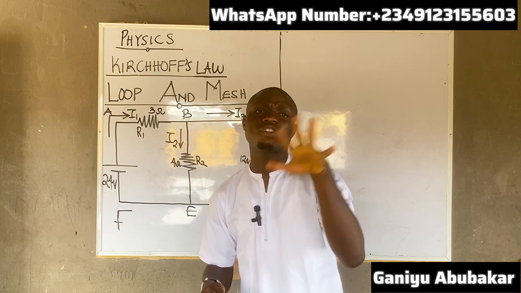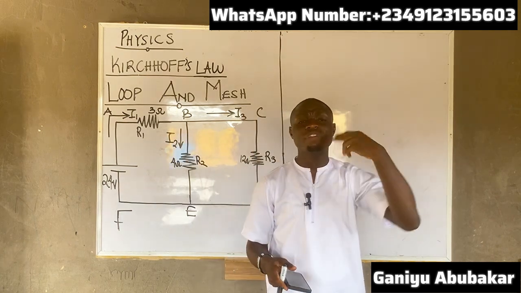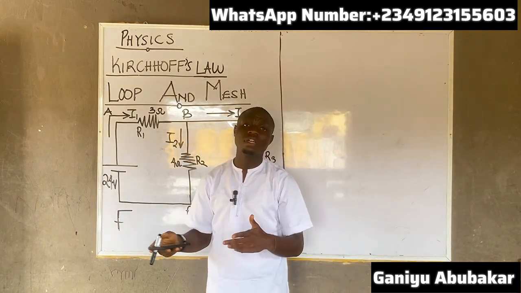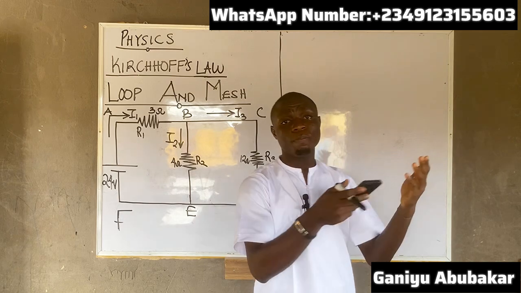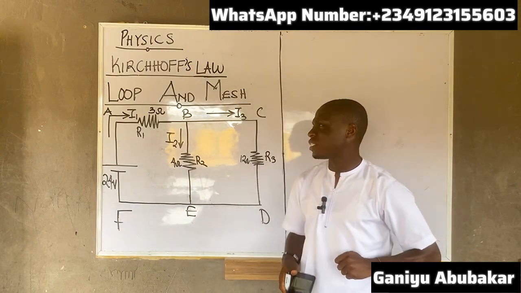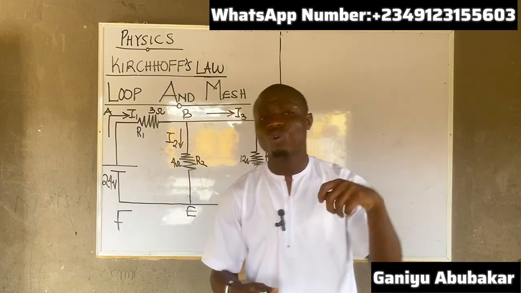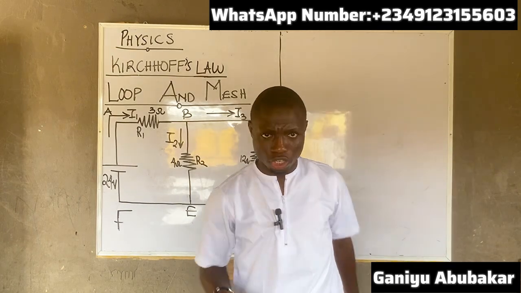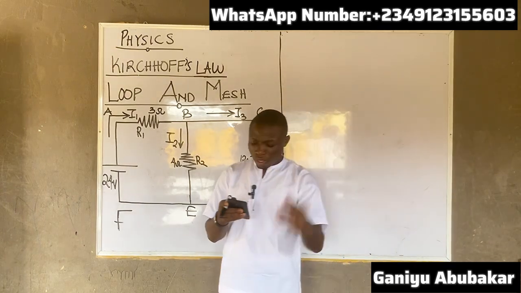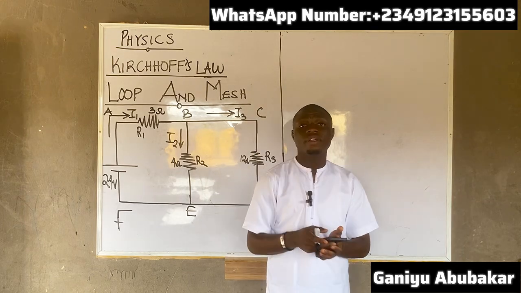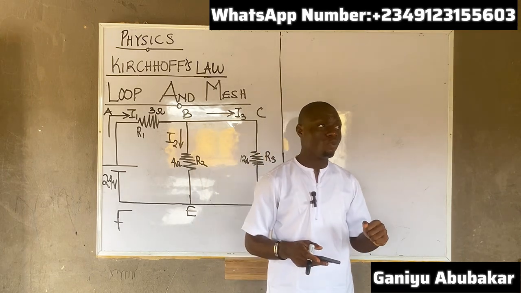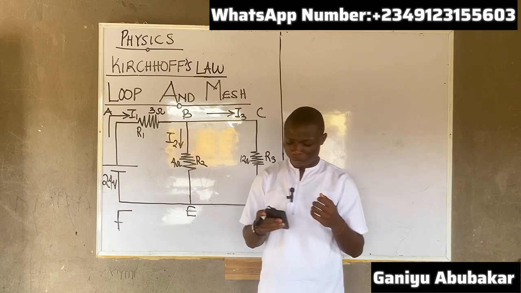When it comes to Kirchhoff's law, there are two laws: the KCL and the KVL, which we have discussed in our previous classes. We look at the concept of loop and merge. What's a loop? What's a merge? Definition. Let's look at loop first, then look at the idea of merge.